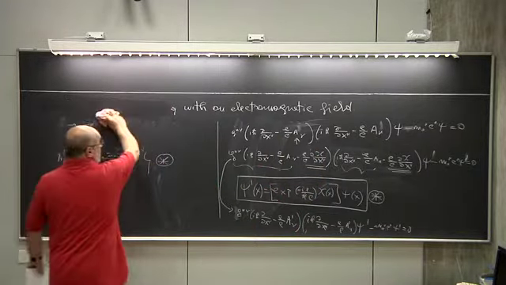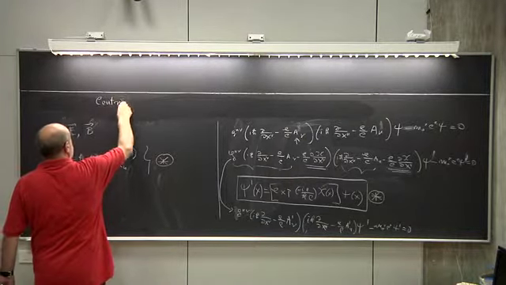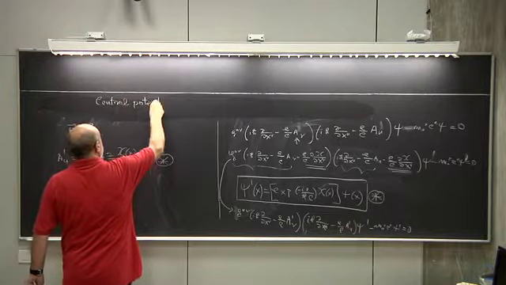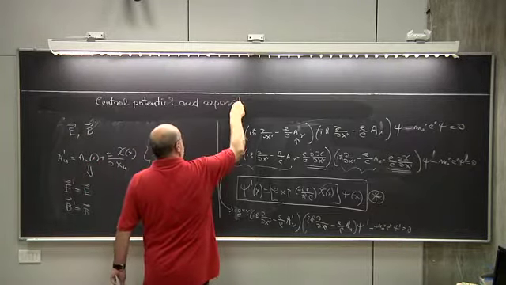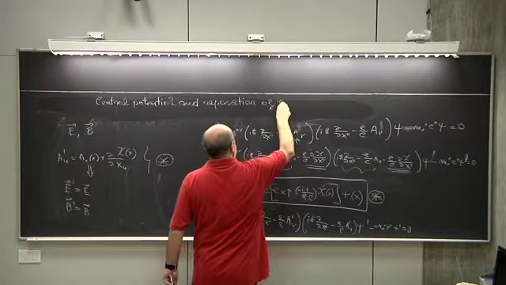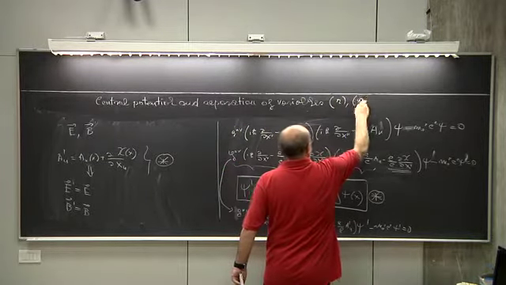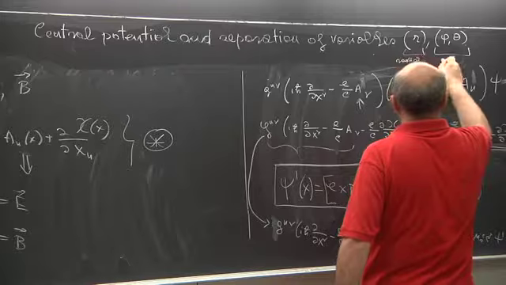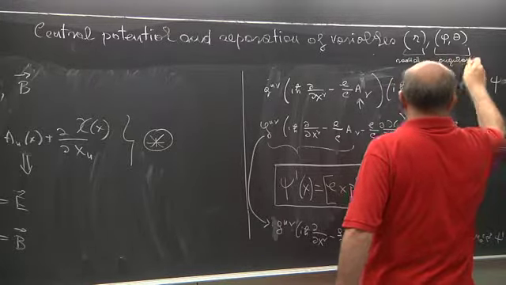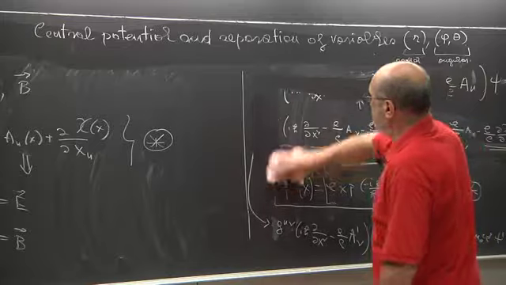So now we can start this small chapter that we will call central potential. The separation of variables is in R and in the angular part, okay, radial and angular part. Now, it's very easy to see how to do it. It's really completely analogous to the Schrödinger case.